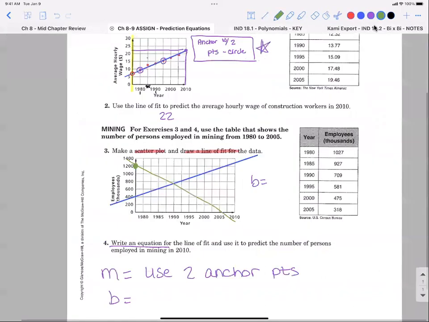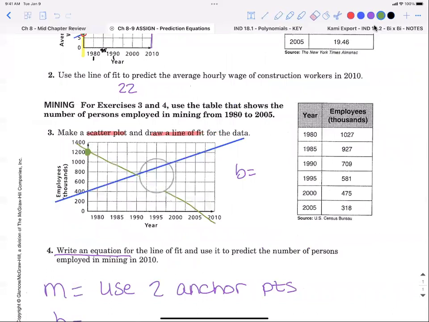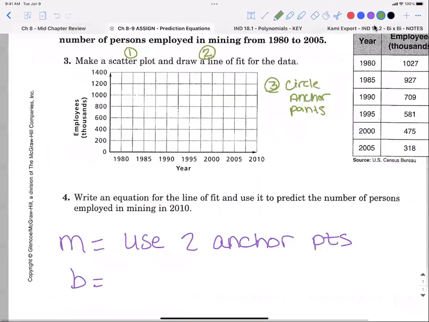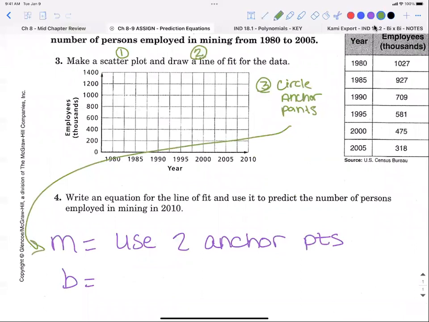All right, so your homework, let me erase all this because this doesn't go with the problem. Your homework is to make a scatter plot. That's number 1. Draw a line of best fit. That's number 2. And I'm going to put number 3, circle anchor points. And then that's going to lead you to here where you're going to use those anchor points to find your M and your B.